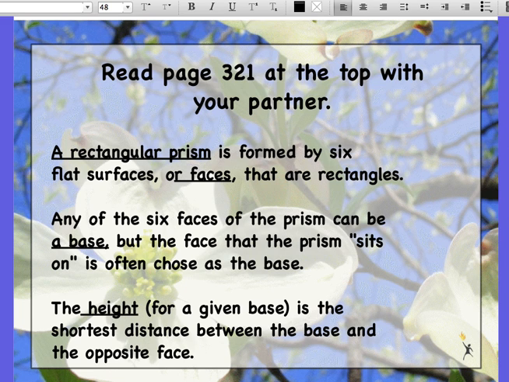All right, the big ideas from 321 is that a rectangular prism is formed by 6 flat surfaces or faces that are rectangles. Thinking about a cube, there are 6 sides to that cube. Any of the 6 faces of the prism can be a base, but the face that the prism sits on is often chosen as the base. That's a review from some lessons back. The height for a given base is the shortest distance between the base to the opposite face. Remember where we drop that rock down.